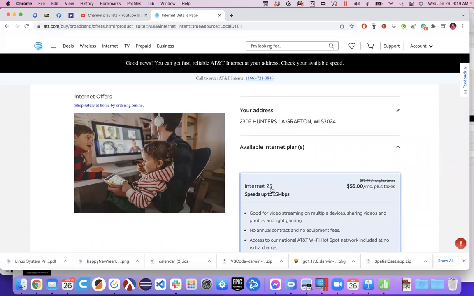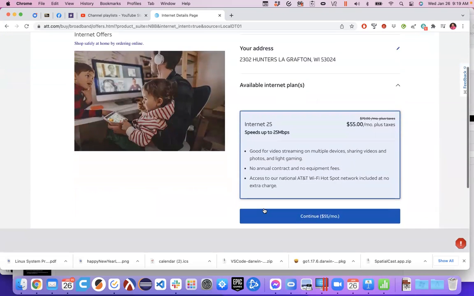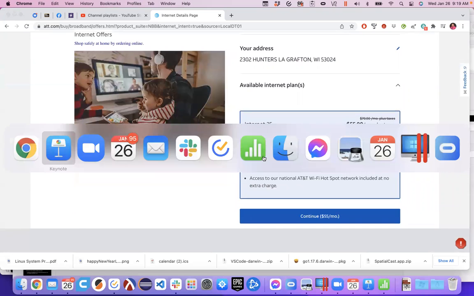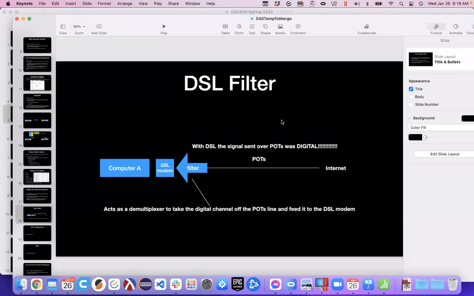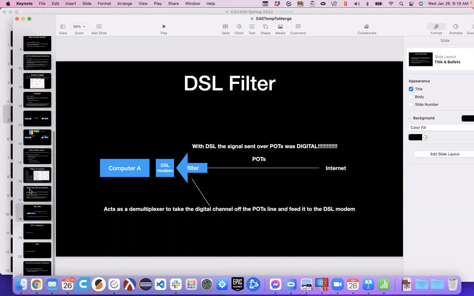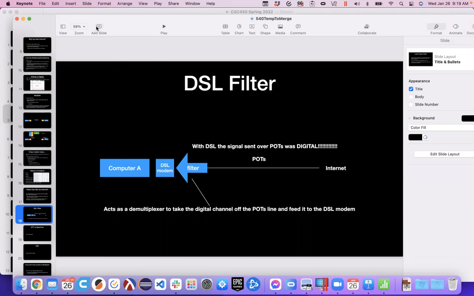So this internet connection, while it would be sufficient for most things, is right on the cusp of almost not usable for all the things I might want to do with it. Yet it's the only connection available to me from AT&T in Grafton. Why is that? It's because sending that digital signal over a telephone line has a limitation. It used to be called the final mile.